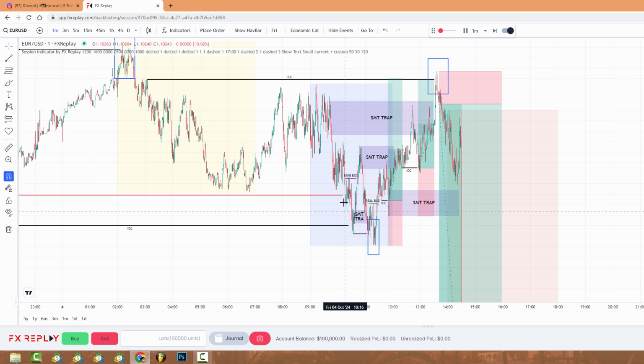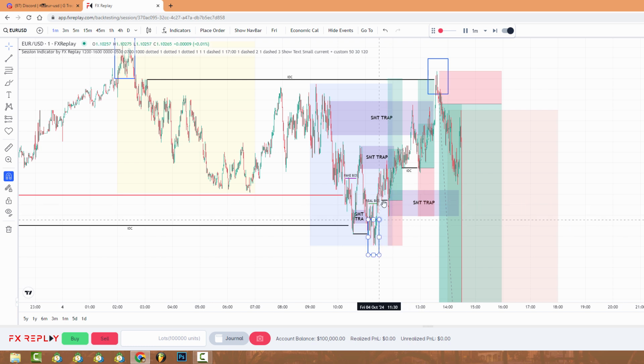So now we got all these traders taken out. We got the fake breaker structure, boom, smart money trap. Now I got the real inducement and the real breaker structure. Once the real breaker structure happens, you can place yourself, and as I like to do in my strategy, I like to place myself in the inducement.